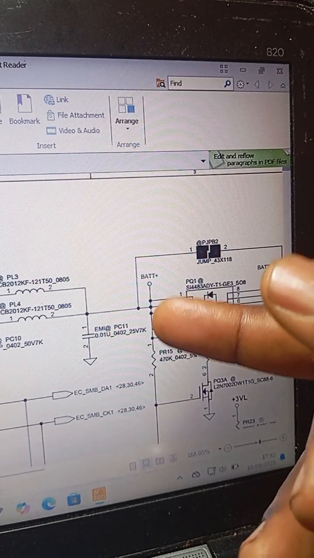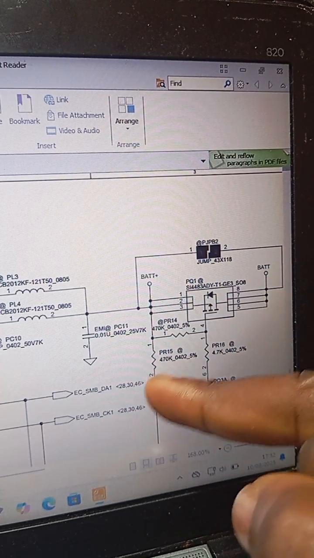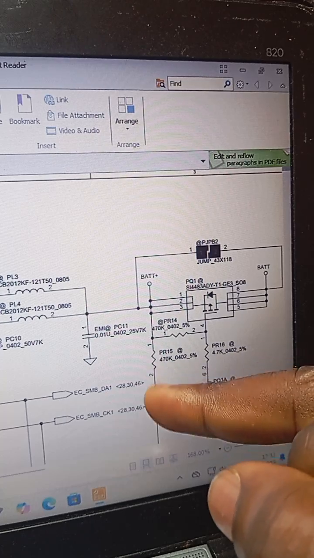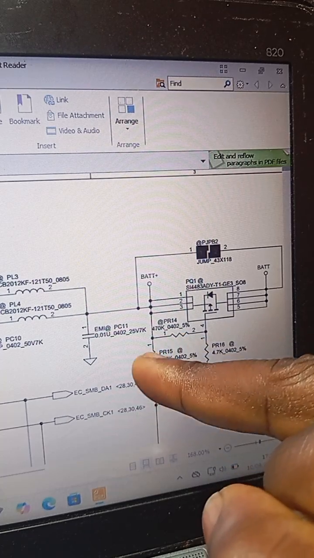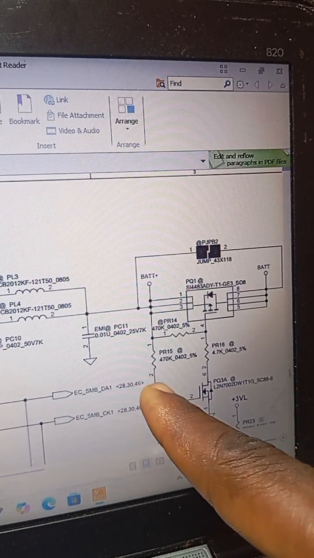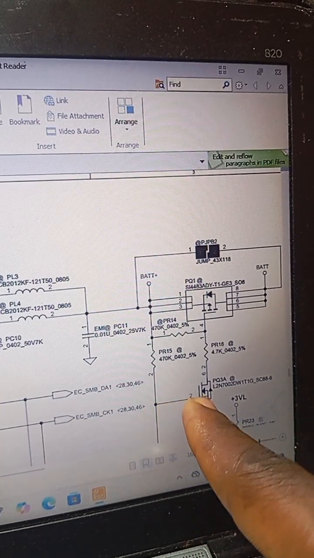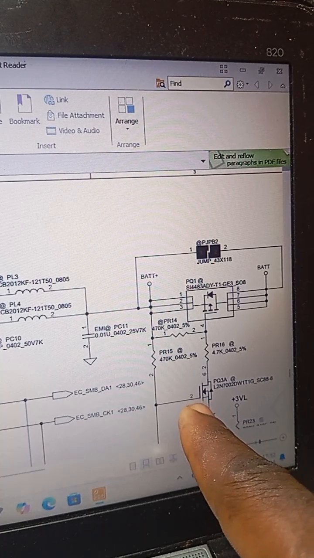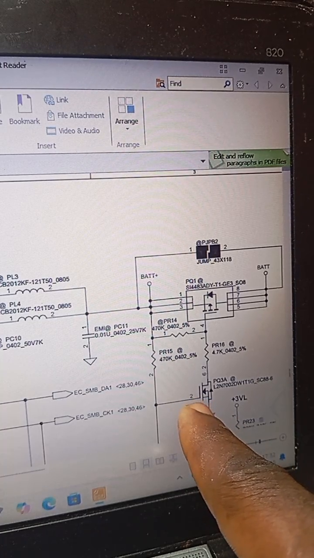It is further taken just for protection's sake. Another resistor is also here that is protecting it from the ground. It's taking it down here, and the same pin 2 is connected to pin 1 of the leg, which is pin 2 of this MOSFET.